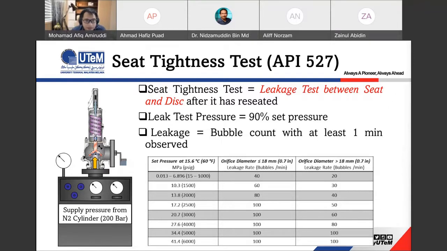If the set pressure is, let's say, 10.3 megapascal and the leakage rate is around 60 bubbles per minute, it is acceptable. If the leakage rate is beyond 60, such as 100 bubbles per minute, it means this PRV is leaking. So you need to lap the seat to make sure they touch and close properly. This is the basic of the seat tightness test. It's very easy to read, and you can refer to the table.